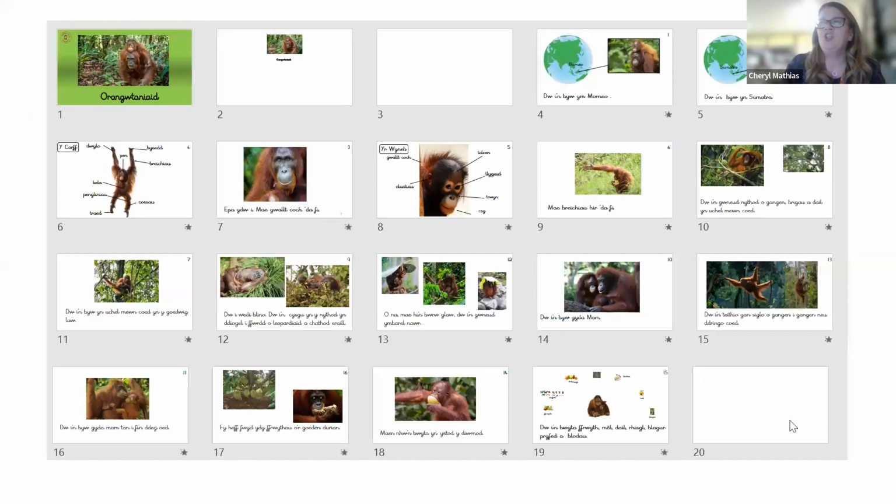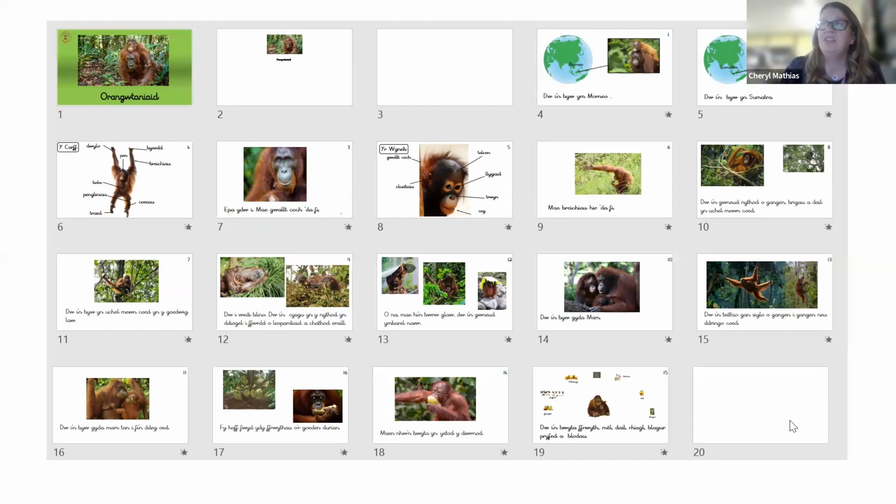The year 2s were learning quite a bit about Borneo in the spring or summer term, I think it was. So I made this little book. I do make quite a lot of little books myself, trying to use the patterns in relevant context for them. So this was all about orangutans. You can see it's on PowerPoint, but I do print it out for the children. So that's an example of all the slides that are in it.